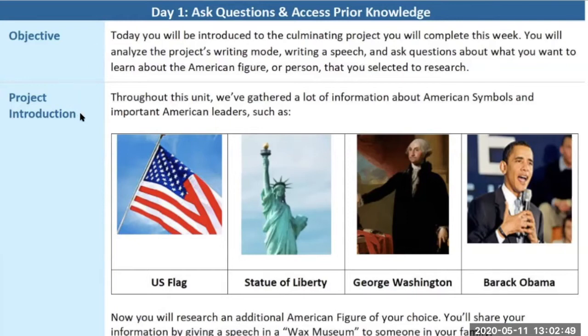Project Introduction. Throughout this unit, we've gathered a lot of information about American symbols and important American leaders such as the U.S. flag, the Statue of Liberty, George Washington, and Barack Obama. Now you will research an additional American figure of your choice. You'll share your information by giving a speech in a wax museum to someone in your family.